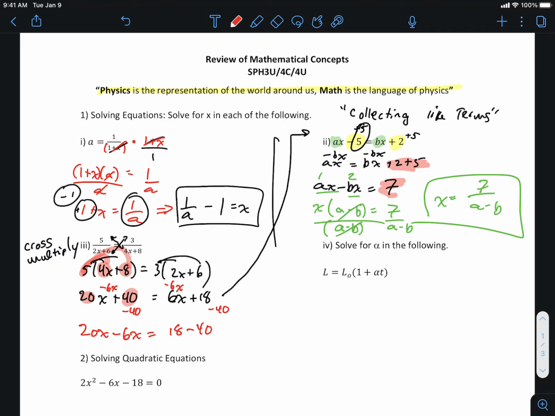And you just do the math, right? Okay, well, 20x minus 6x, that's going to be 14x, is equal to 18 minus 40 should be negative 22. Get x by itself. How do I get x by itself? Divide both sides by 14. Right? So I get 14x over 14 is equal to negative 22 over 14. And my x value should be, oh, sorry, I forgot a negative.